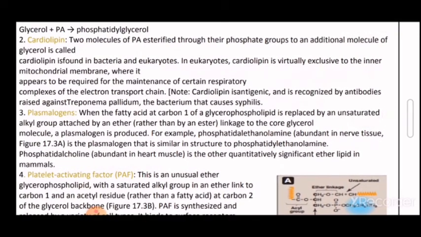Do our bodies contain plasmalogens? Of course. There are derivatives of the plasmalogen. For example, phosphatidylcholine is abundant in the heart muscle, and phosphatidylethanolamine is abundant in the nerve tissue, so they are important to us.